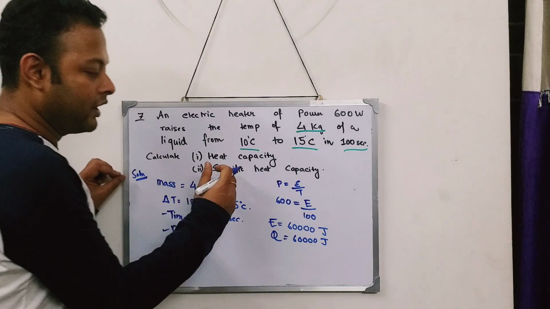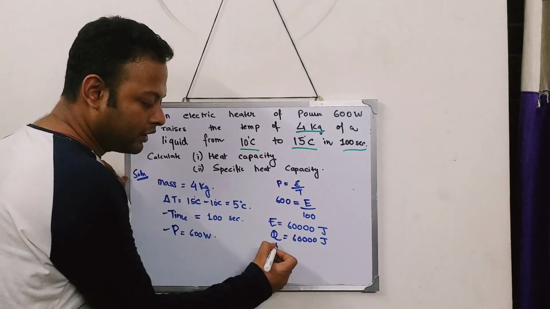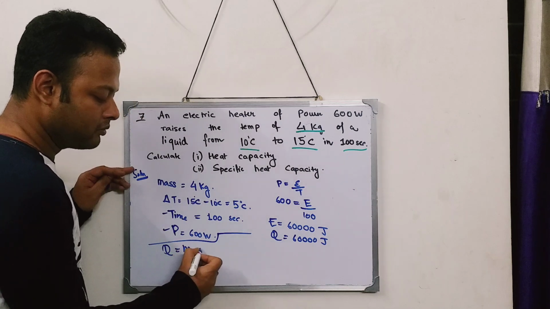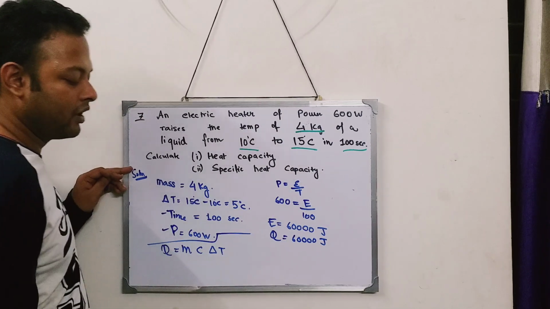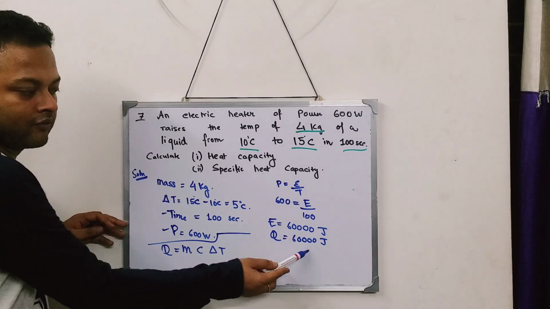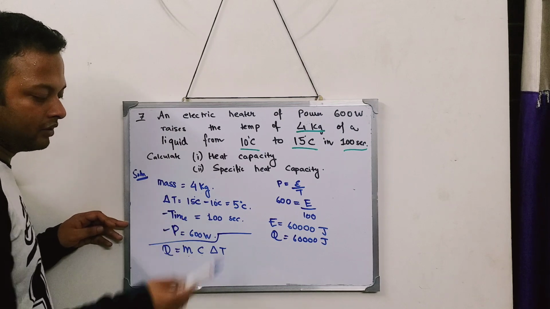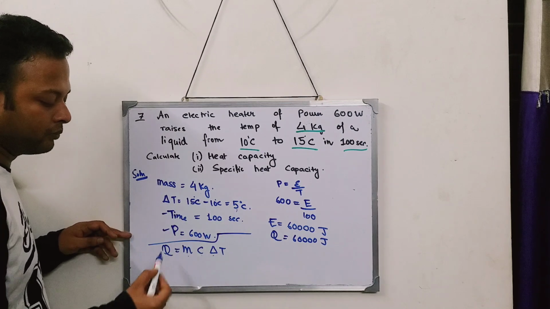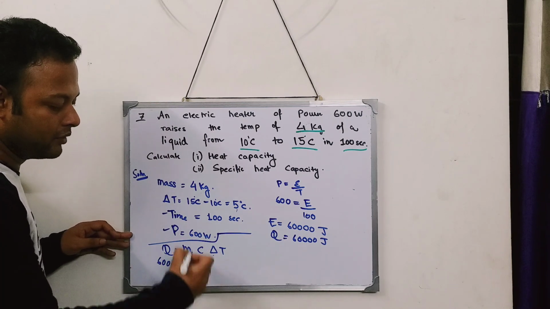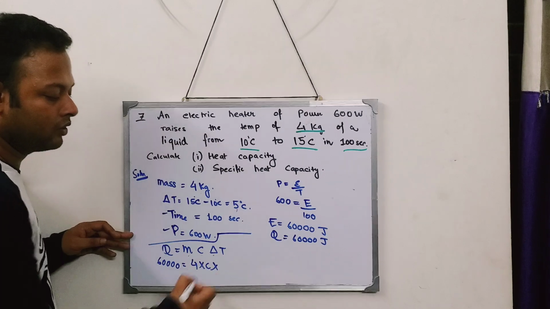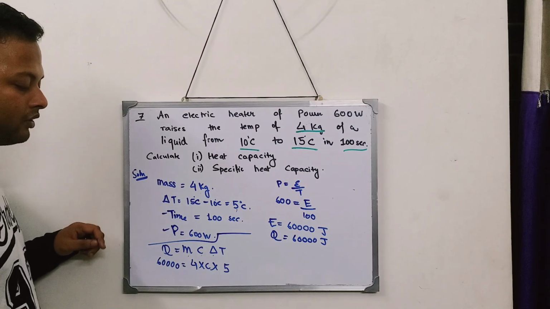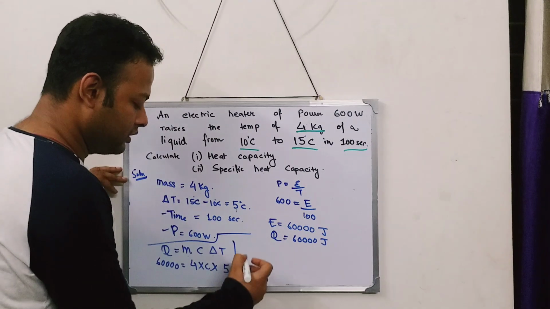Now I will get the specific heat capacity. How will I get it? I will use this formula: Q is equal to MC delta T. And I have to find this value of C, because that is the specific heat capacity. Q I already found. M is given, delta T I also found. So put the values. It will be 60,000 equals M is 4, C we don't know, and delta T is 5.